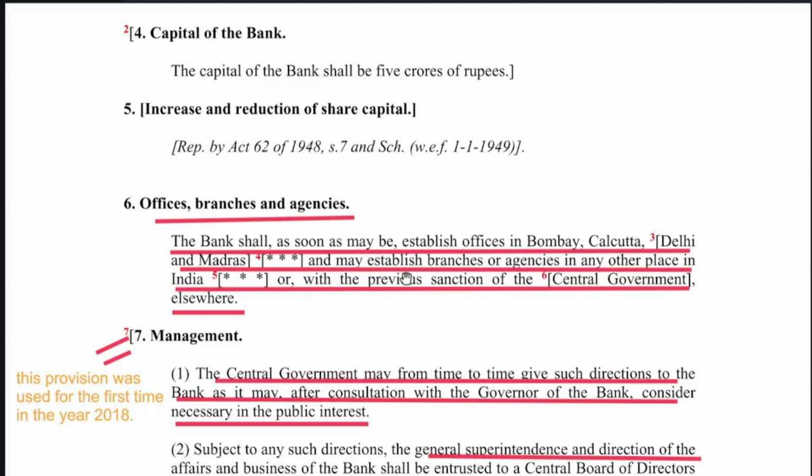Moving further, the bank, that is the RBI, may establish branches or agencies in any other place in India, or, with the previous sanction of the central government, elsewhere. Meaning thereby, if new branches or new agency organizations have to be created, the RBI can do that on its own. But if it wants to open organizations somewhere else, at other locations, then it has to take the prior sanction, prior permission, of the central government.